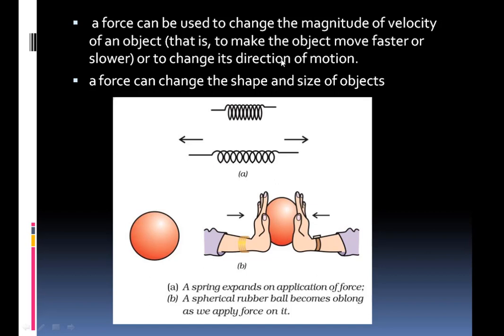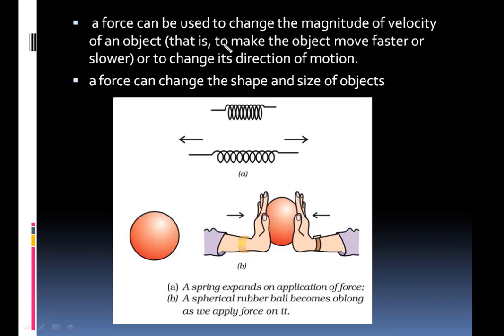This is another case. Here we saw that to increase the velocity of the body, we need to apply force in the direction of motion of the body. Direction of motion means the direction in which the ball is moving. To decrease the velocity of the body, we need to apply certain force in the opposite direction of the motion of the body.